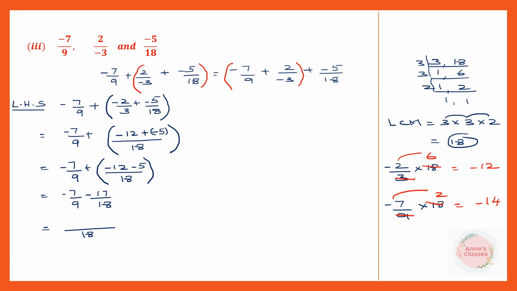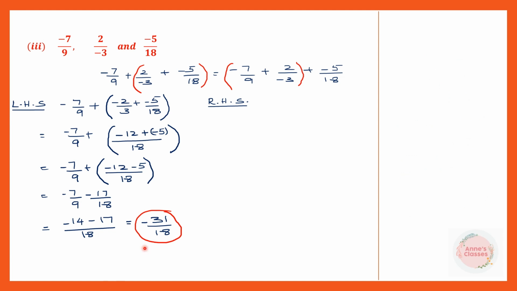So let's write minus 14 here and look at the second rational number, minus 17 by 18. 18 is the same, so we can write the same numerator also, which is minus 17. Now here signs are the same, so put the same sign and add. Here 14 plus 17 is 31 and in the denominator we have 18. So what is our answer here? Minus 31 by 18 on the left hand side.